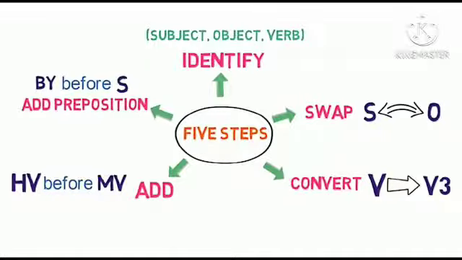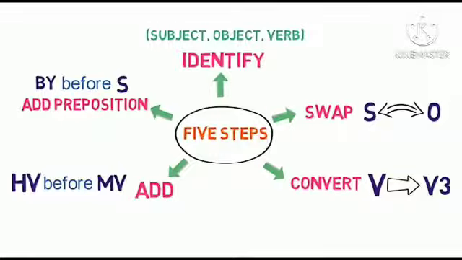Now, let us study how to convert an active voice sentence to passive voice. There are basically 5 steps. Firstly, we need to identify the subject, object, and verb in the sentence. Secondly, we swap the position of subject and object, means subject will take the position of object and object will take the position of subject.